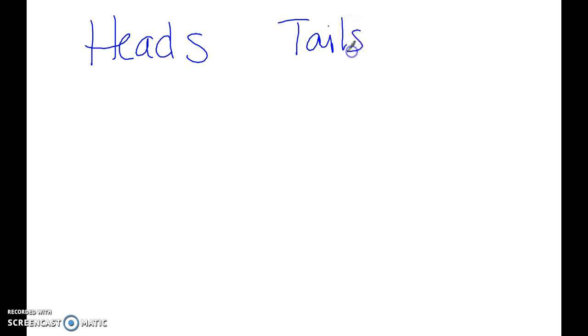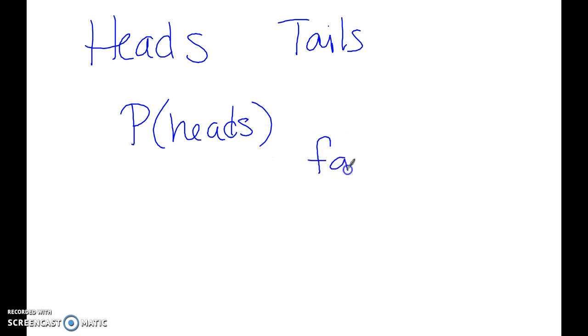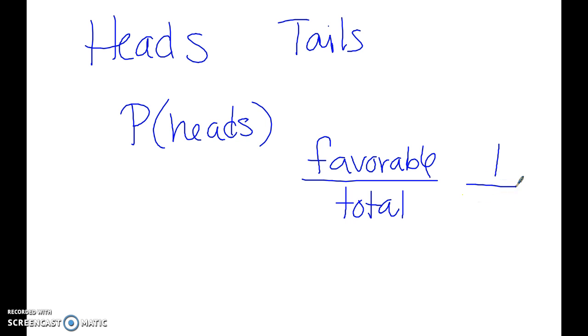So when you are tossing a coin, you have two options or two outcomes. You can either land on heads or you can land on tails. We want to find the probability of landing on heads. Okay, so we're always going to write our favorable over our total outcomes. So our favorable is heads. Well, there's only one way that I can land on heads. So 1 over my total possible outcomes. I only have 2 possible outcomes. So the probability of landing on heads is 1/2 as a fraction.